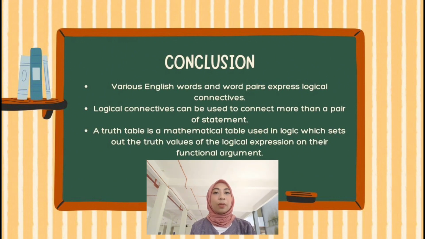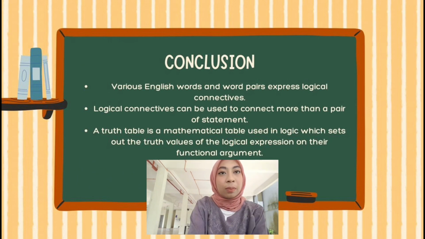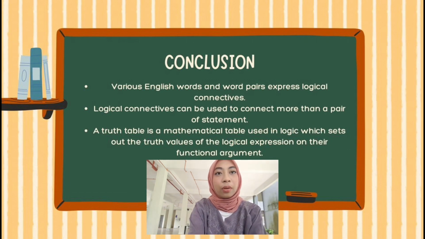A truth table is a mathematical table used in logic which sets out the truth values of the logical expression in their functional arguments. Some propositions may contain all truth values of their variables as true only, which is called a tautology, or false only, called a contradiction, or both true and false, called a contingency.